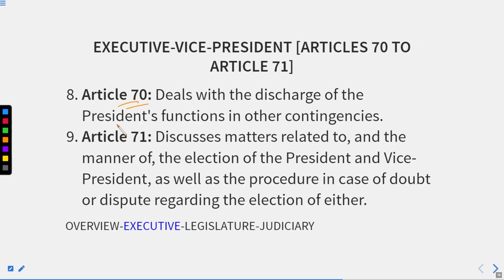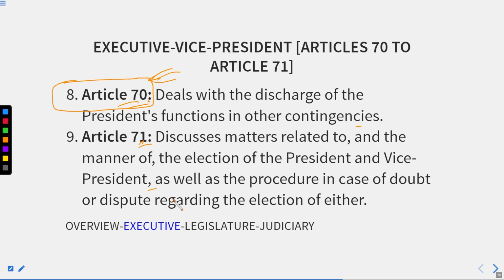Okay. 70, article number 70 deals with the discharge of the president functions in the other contingencies. Okay, it means that if the president is not able to discharge his functions in contingencies, then the vice president could act on behalf of him by virtue of 70.